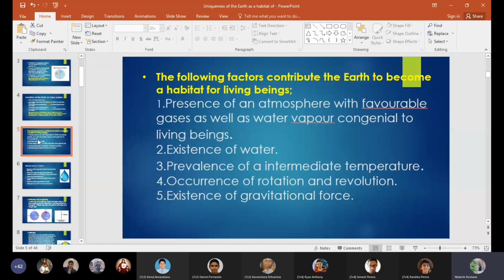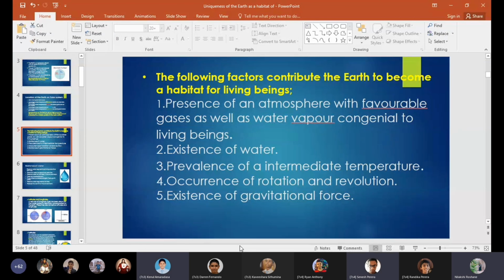And the prevalence of intermediate temperature. Earlier in Unit 1 we discussed that the Earth is located in the habitable zone and we have intermediate temperature, not too high, not too low. Next, the occurrence of rotation and revolution. Due to rotation, we have day and night, and also regional differences in time, and due to revolution we have seasons. We are going to discuss these further in this unit. And the existence of gravitational force. Why is the gravitational force important?